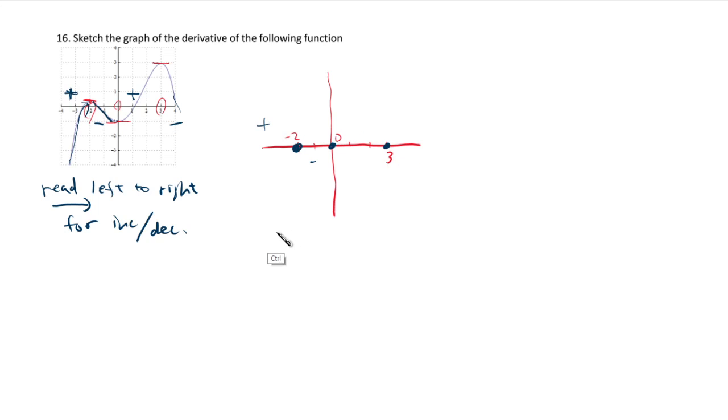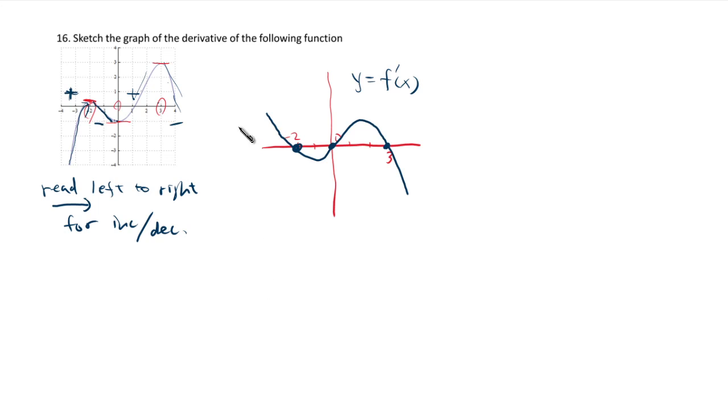So what does that mean? Well, it means that the graph must be above the x-axis, then below the x-axis, above the x-axis, and then below the x-axis. So that should be the graph of the derivative. Now you can make this much better by estimating the slope at these points, but most likely when you're taking the exam, this will be good enough. This shows you that you understand the meaning of the derivative.